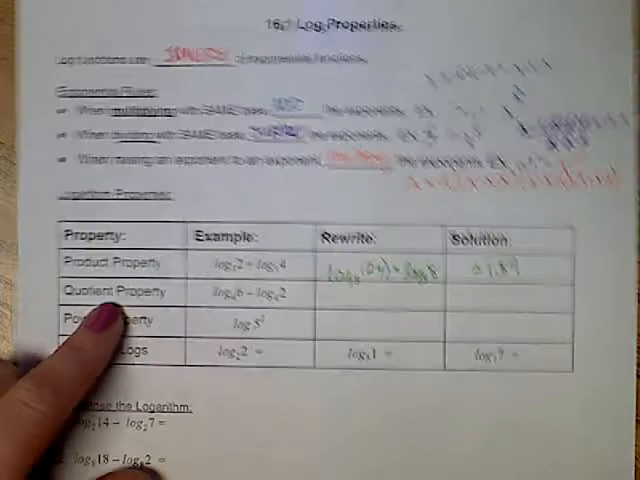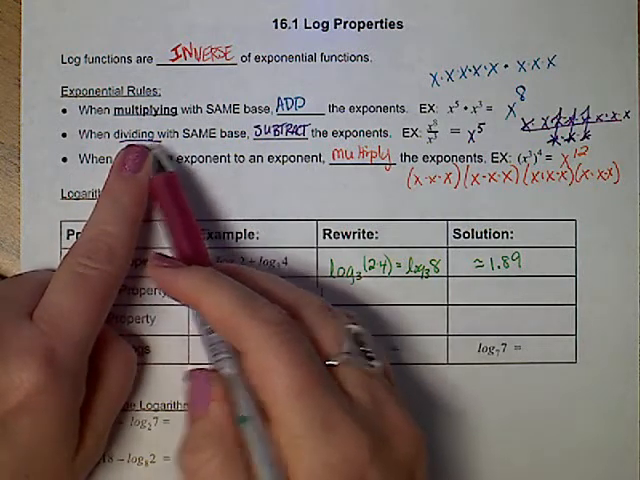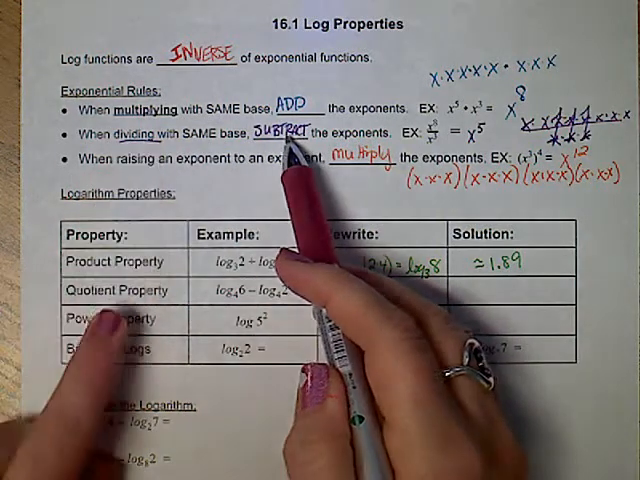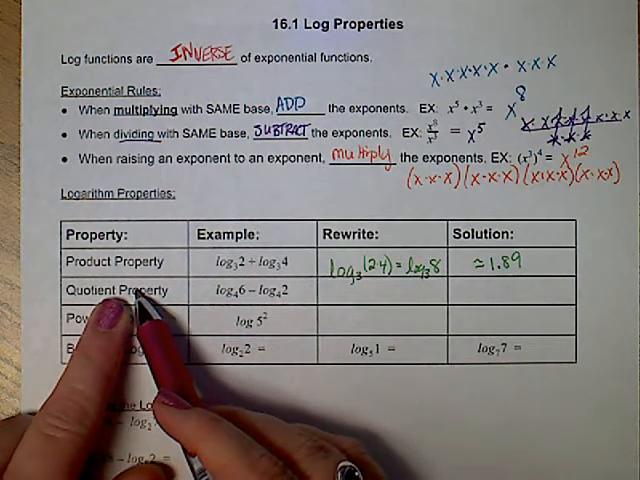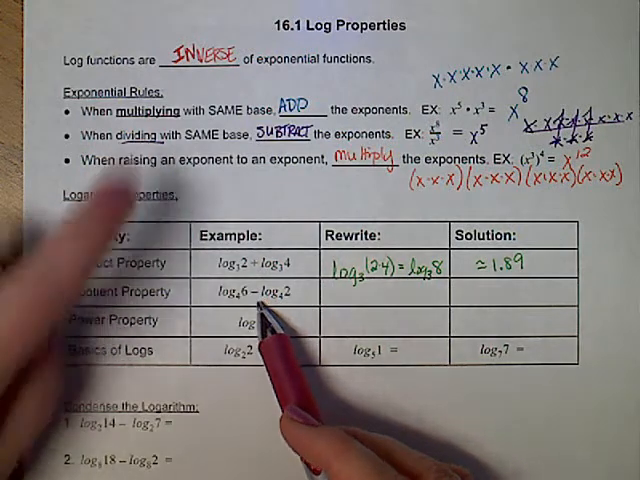Now we're going to look at the quotient property, which quotient means division. When we were dividing, we subtracted. Notice on this quotient, which is division, we start with subtracting. We start over here, we're going to work backwards to division.